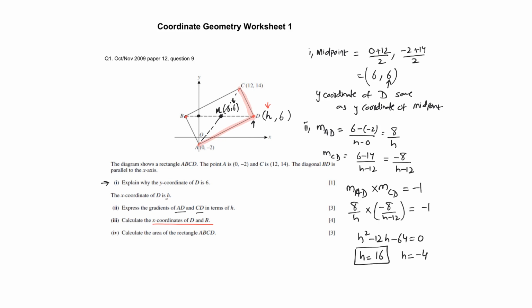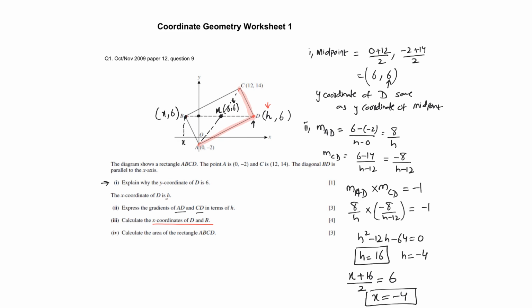Now, in order to calculate the x coordinate of B, you can realize that diagonal BD has a midpoint (6, 6). So x, which is the x coordinate of the point B, plus h, which is 16, over 2, is equal to the x coordinate of M, which is 6. So the value of x would come out to be minus 4.